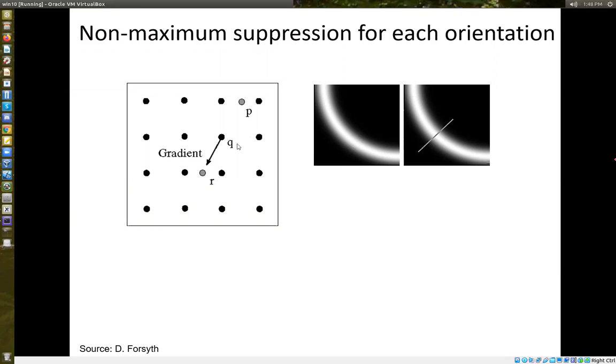So how are we going to do that? For all the responses there, say this is one response here, we go along the direction of the gradient and do interpolation. Look at the response at P and R. Of course, I don't have a response exactly at those points, but I can do interpolation. I have the response for this one and this one, so I can interpolate to get the result for P, and interpolate to get the result for R.